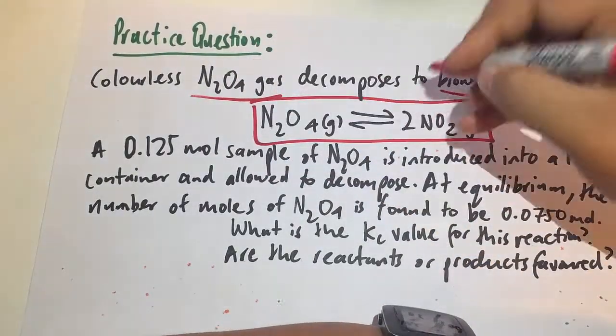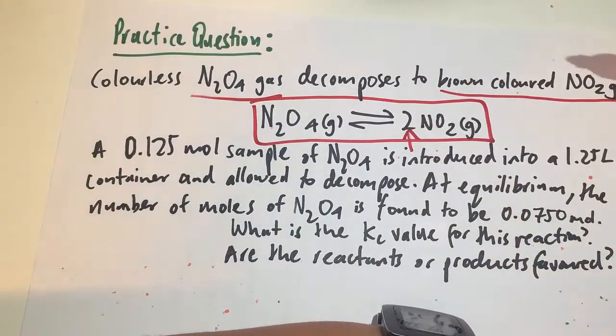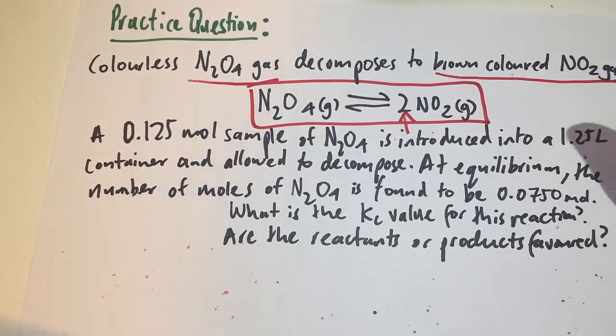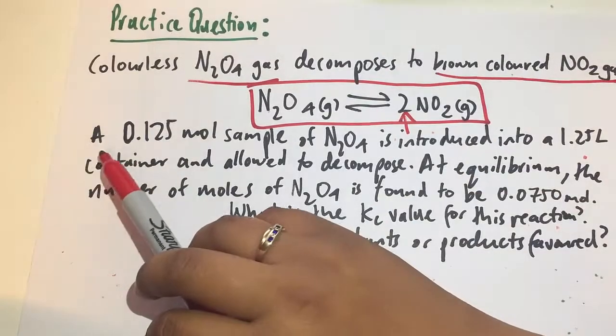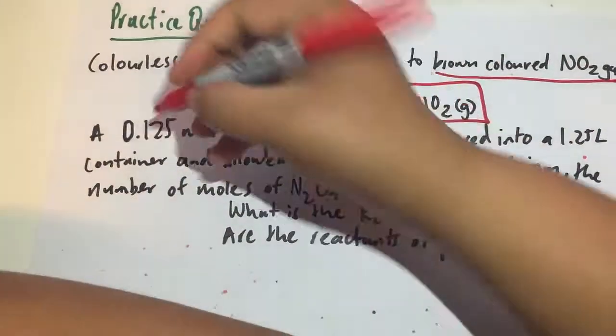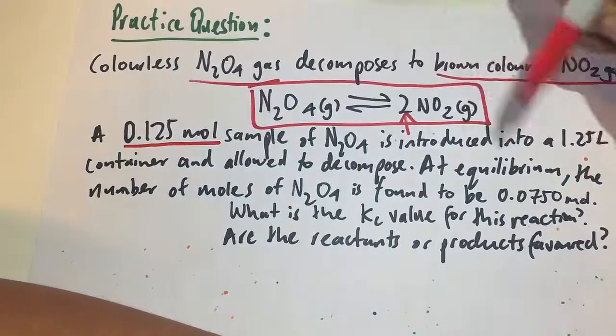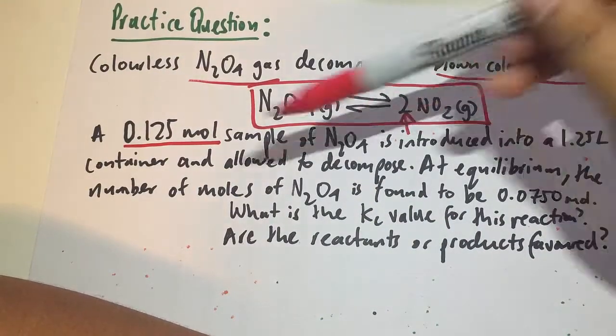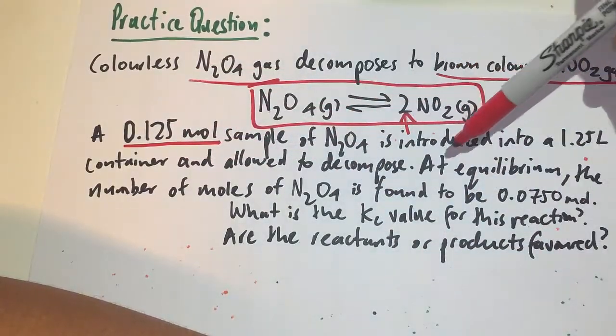Now this one's a little bit different because now we have a coefficient other than 1 in front, so our mole ratio is going to be a bit different, so we'll see how that changes our working out. And this question says a 0.125 mole sample of N2O4 is introduced into a 1.25 litre container and allowed to decompose.